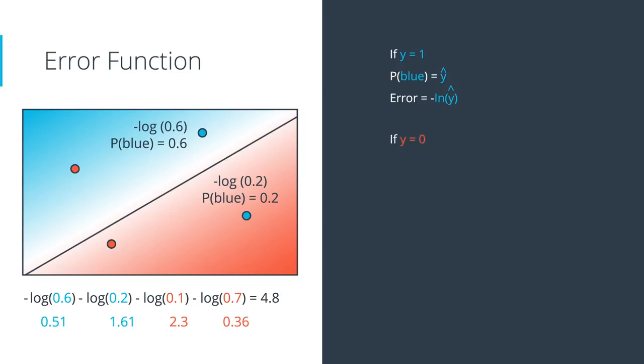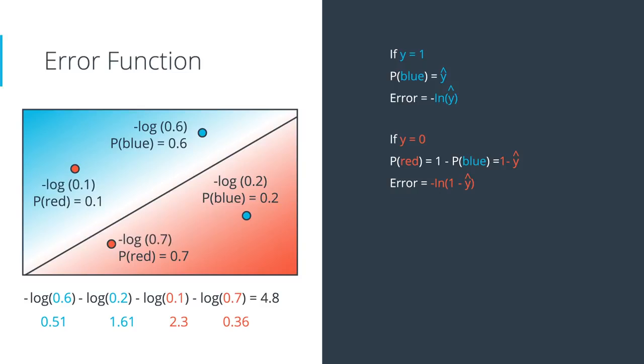Now, if y equals 0, so when the point is red, then we need to calculate the probability of the point being red. The probability of the point being red is 1 minus the probability of the point being blue, which is precisely 1 minus the prediction y hat. So the error is precisely the negative logarithm of this probability, which is negative logarithm of 1 minus y hat. In this case, we get negative logarithm of 0.1 and negative logarithm of 0.7. So we conclude that the error is negative logarithm of y hat if the point is blue, and negative logarithm of 1 minus y hat if the point is red.